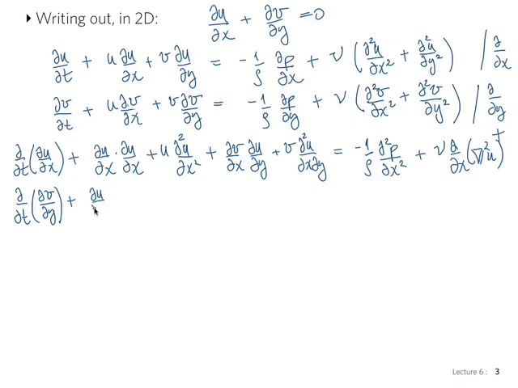So we have du/dy, dv/dx, plus u, and the second derivative of v with respect to y. So I've got the first product, good. Now I take the derivative of this.